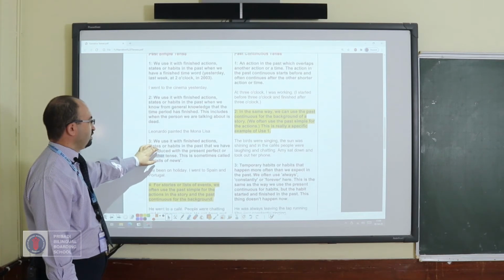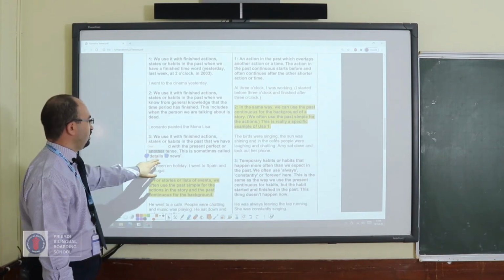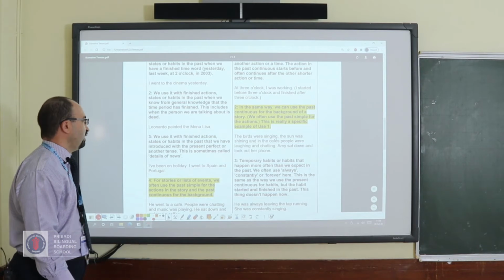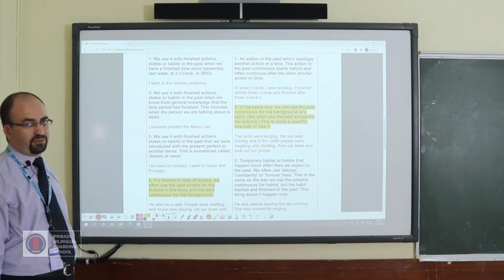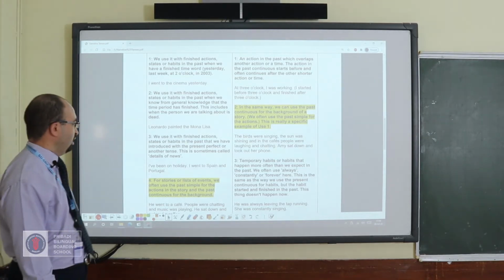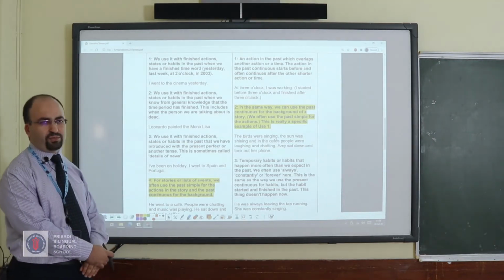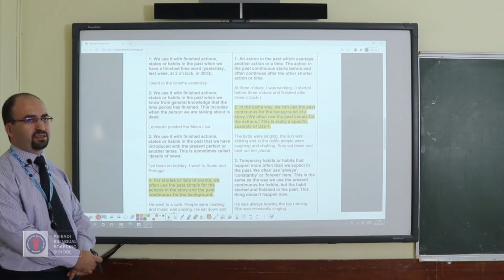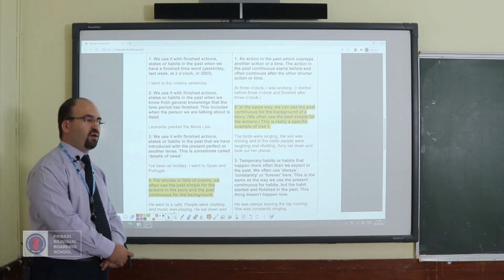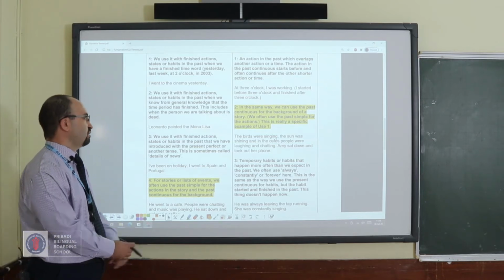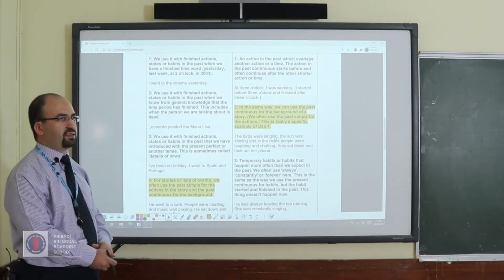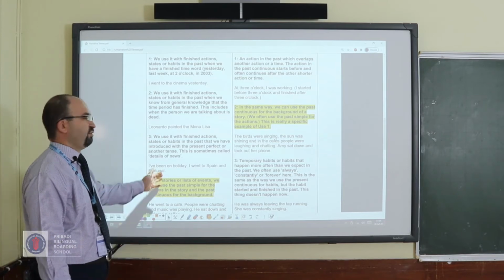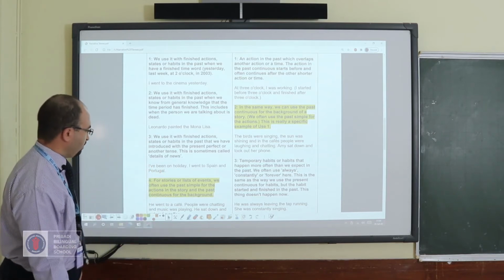And next, we use it with finished actions, states, or habits in the past that we have introduced with present perfect or another tense. It is like giving details of an event. I've been on holiday. Where have you been? I haven't seen you for 3 days or 3 weeks. I have been on holiday. I went to Spain and Portugal, right? So it is like giving details of an event that you have introduced with present perfect.